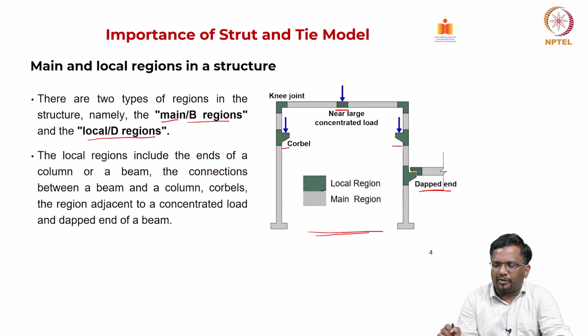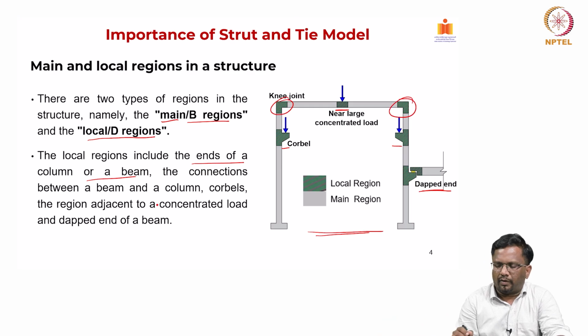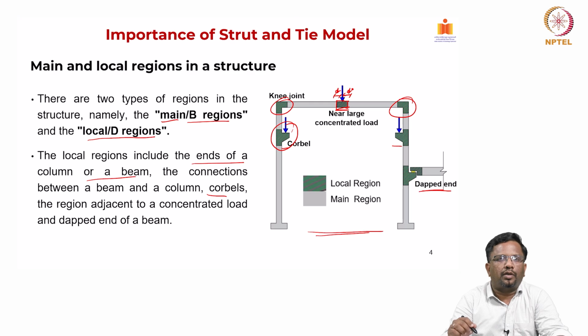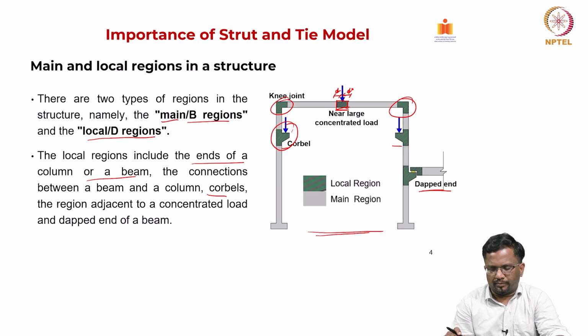The local regions typically include the ends of a column or beam, the corbels that we have shown here, or a region very adjacent to a concentrated load like this, which typically extends by a distance of the effective depth d on either side of the load. These are the disturbed regions or D regions, where there is a lot of stress concentration, because they are subjected to heavy concentrated load over a small region.